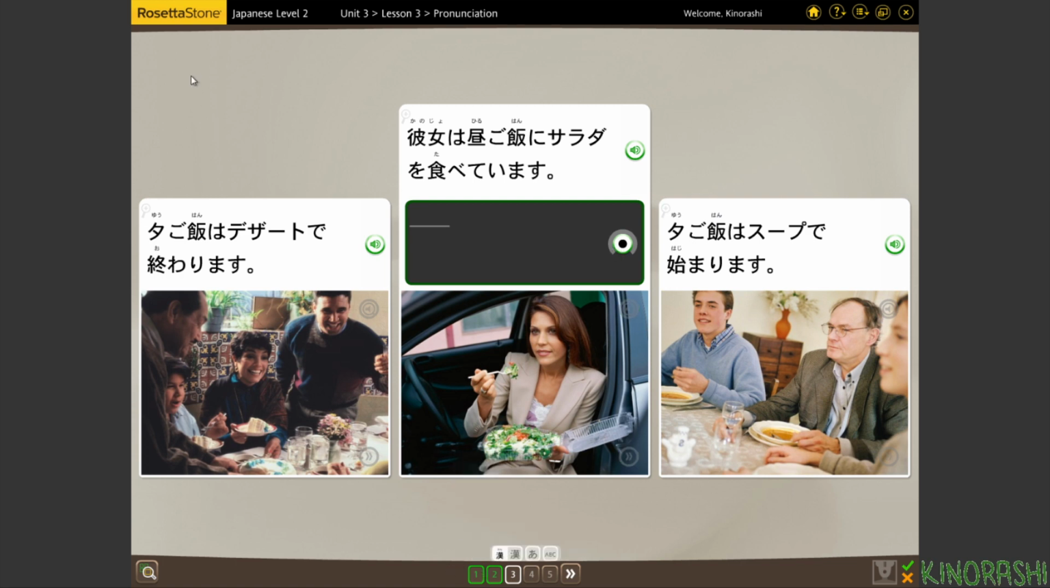Now, if you remember from the other page, kore is when you're referring to an object like this, but it's near the speaker. Sore is referring to an object when it's near the person you're talking to, but further from the speaker. Then there's are when you're referring to an object that is far from both the speaker and the listener. And all these three words can be used sort of like a noun.